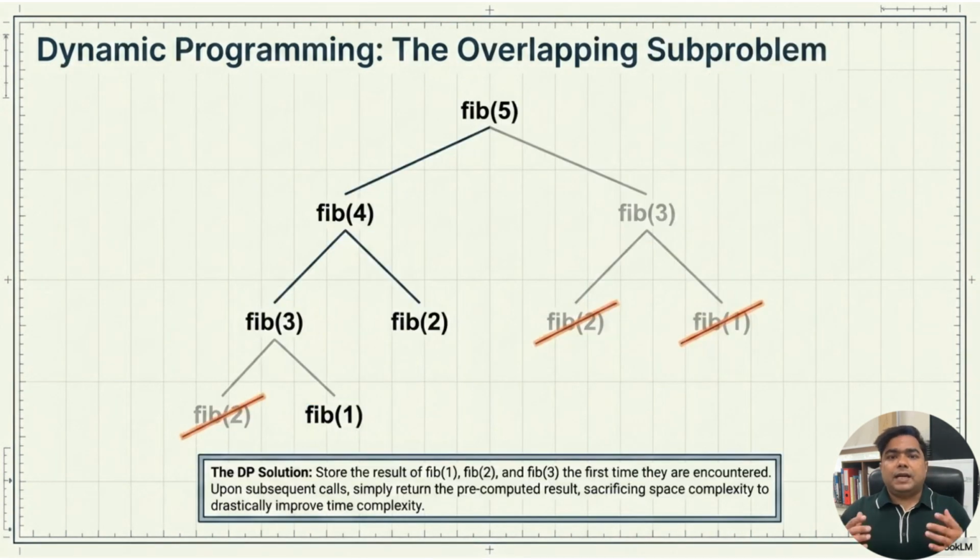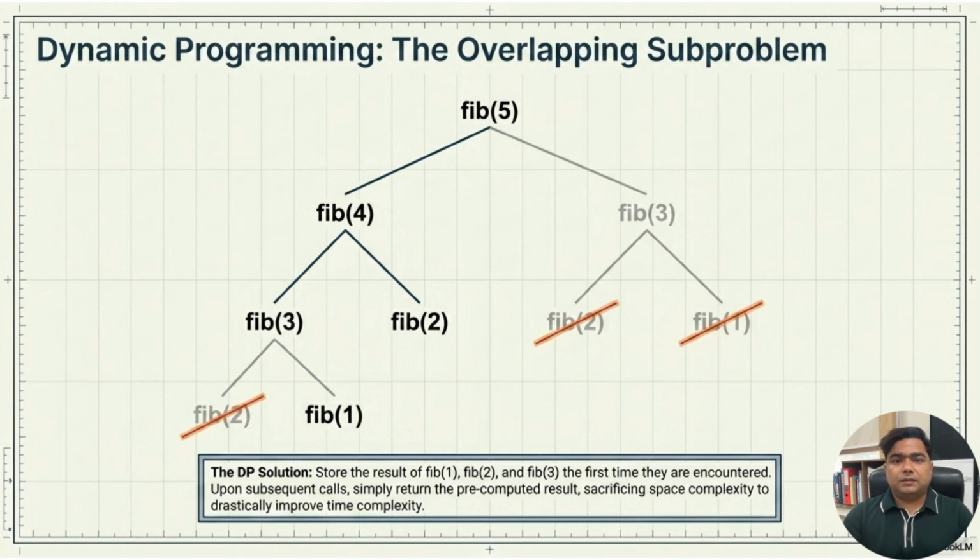This slide shows why dynamic programming is useful. The example is the Fibonacci sequence. The Fibonacci function for 5 is written as fib of 5. It depends on fib of 4 and fib of 3. Then fib of 4 depends on fib of 3 and fib of 2. Fib of 3 depends on fib of 2 and fib of 1.